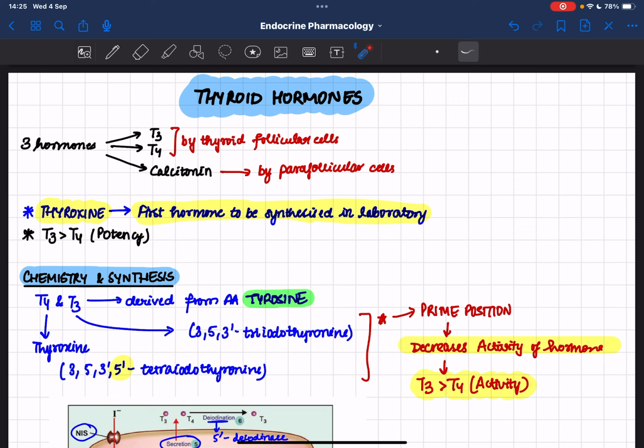Coming to potency, T3 is more potent than T4. What you get from this is that to produce the same effect, if they both are producing 50% effect, T3 is required in less amount to produce that much effect. So that is why its potency is more.